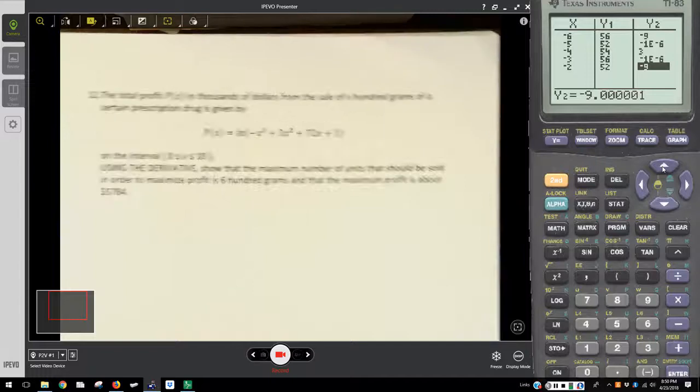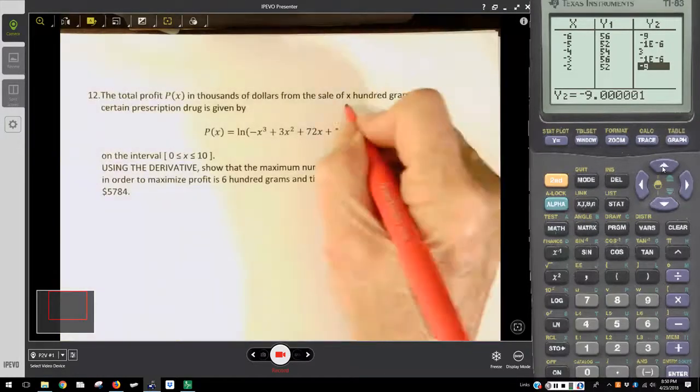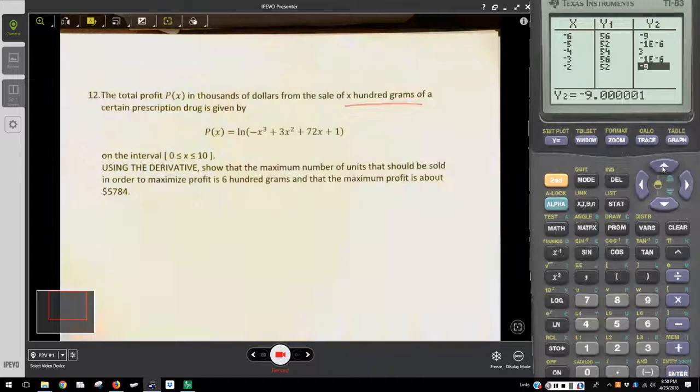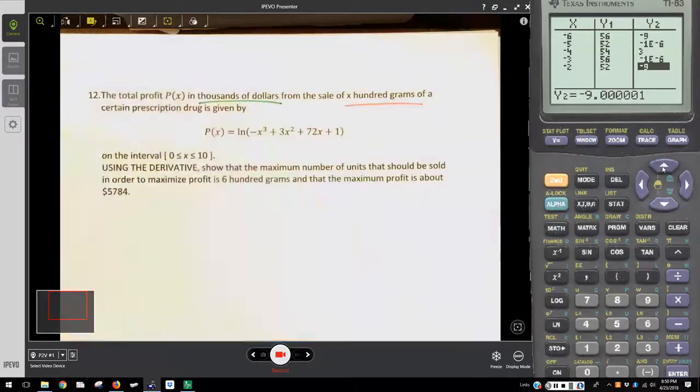Our last problem is a problem about the total profit. It says the total profit in thousands of dollars from the sale of x 100 grams, pay attention to the units, 100 grams, profit is in thousands of dollars, is given for this prescription drug by the natural log of this function that we have here. And that function is only valid on the interval from 0 to 10.